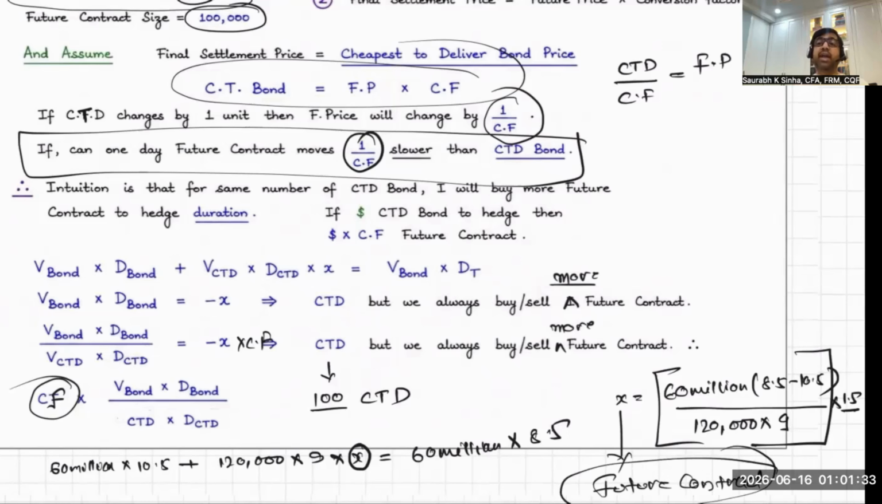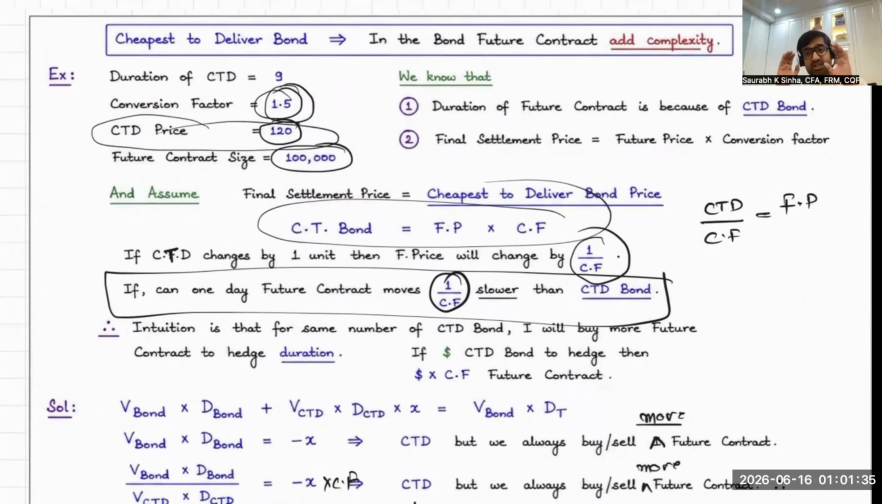So this is how you hedge specifically in a treasury bond futures contract, where you have the concept of cheapest to deliver and conversion factor.